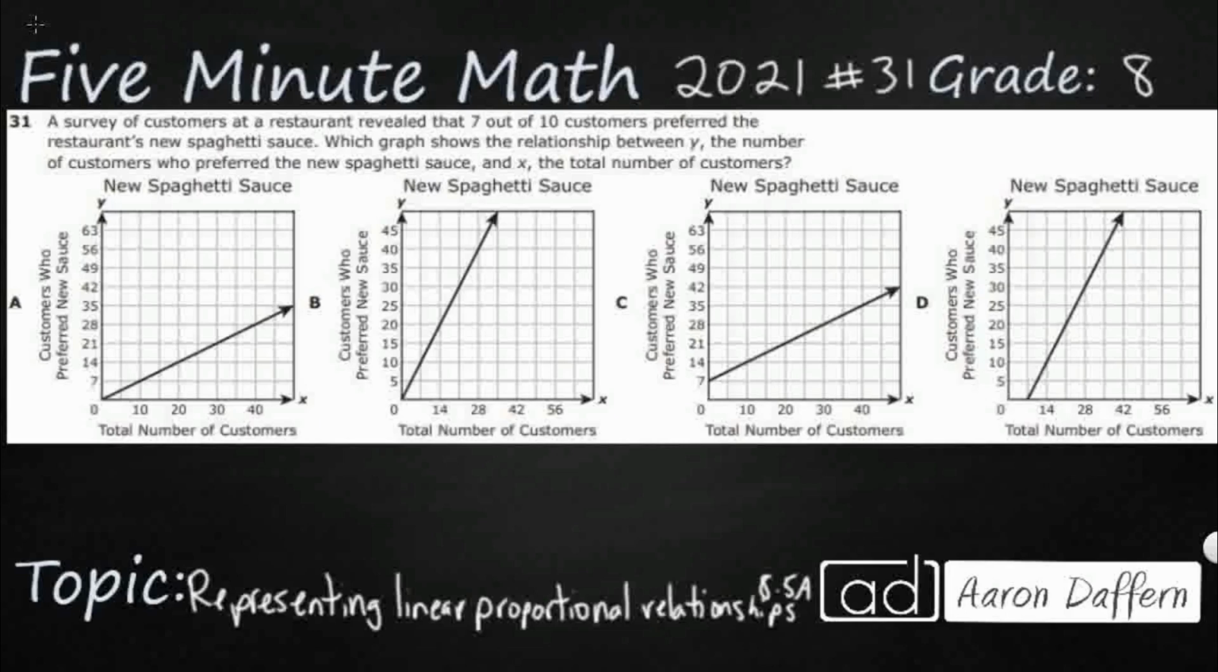Today we are looking at the 8th grade concept of representing linear proportional relationships. This is standard 8.5a in the great state of Texas, and we are using item number 31 off the 2021 released STAAR test. If you have not done so already, please go ahead and take a moment to pause the video, work this problem out on your own, unpause it, and we will look at our answers together.